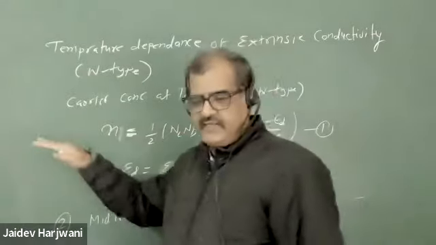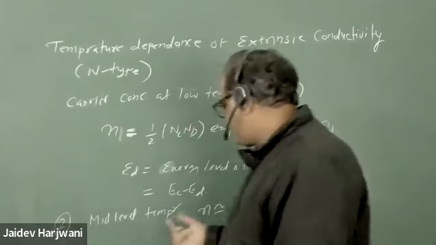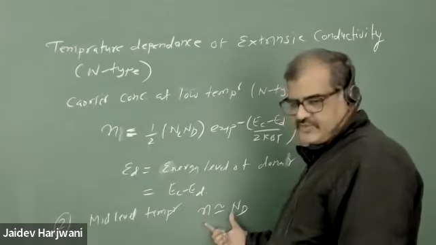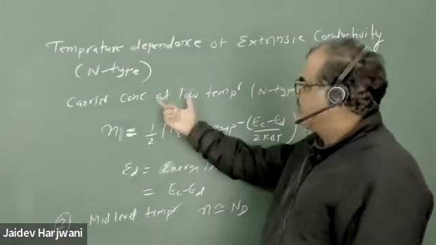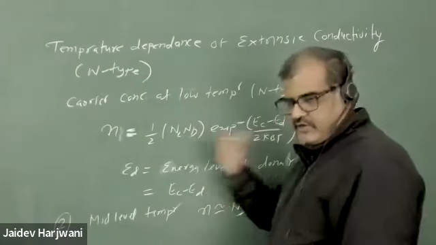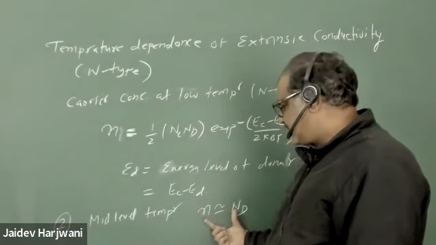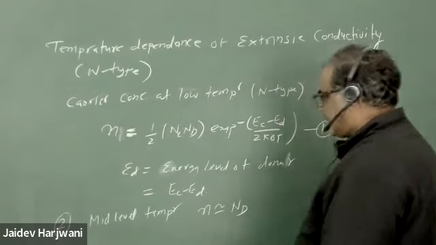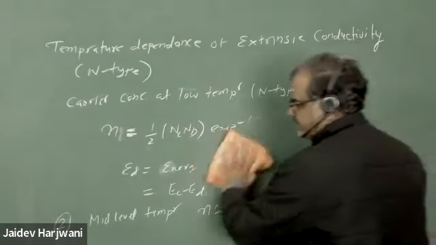And at mid level, N becomes ND. The carrier concentration becomes constant. So I'm talking first about the carrier concentration dependence, then we'll talk about conductivity. Now the carrier concentration is increasing slowly. This is the second part. Now what is the third part?